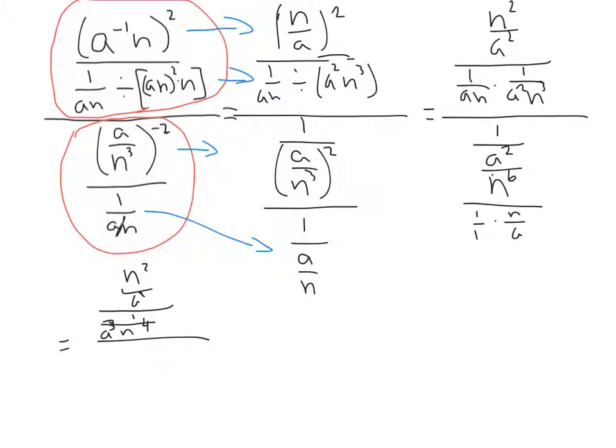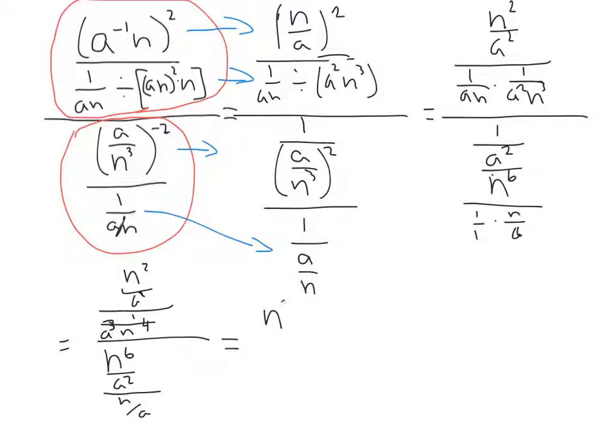And on the denominator, what we're going to get is 1 over 1 times the flip of a squared over n squared. So that's going to give us a squared over n to the sixth, excuse me. So that's going to give us n to the sixth over a squared over n over a. Now what we have is a fraction over a fraction on the numerator and a fraction over a fraction on the denominator. So each of those can be done by using the flip rule.